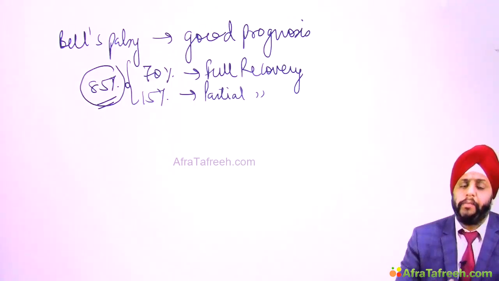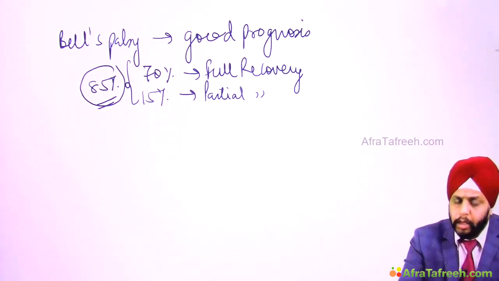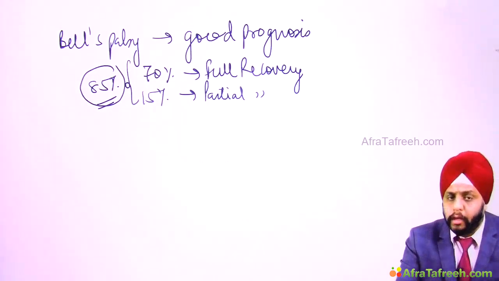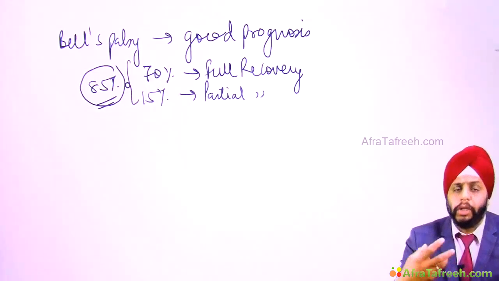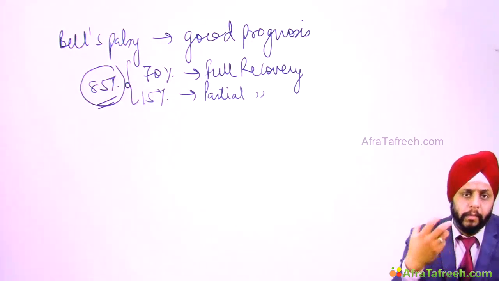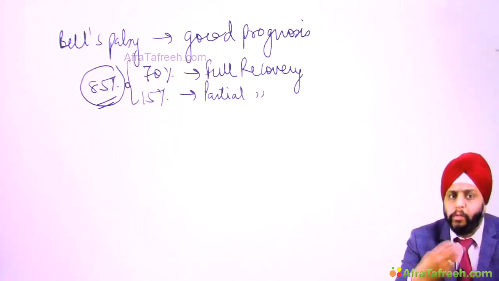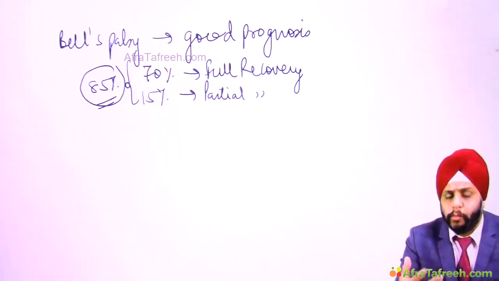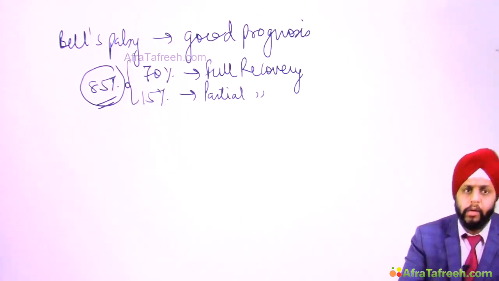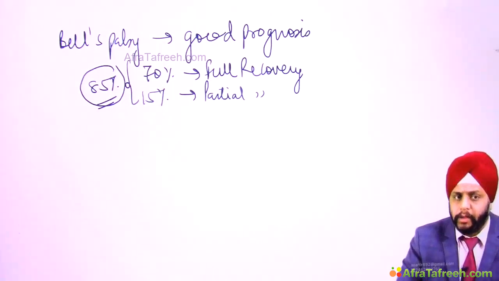In Ramsay-Hunt syndrome, the virus may involve other nerves. It may spread to the 8th nerve, so the patient will have vertigo, tinnitus, and sensorineural hearing loss. It may spread to the fifth nerve, and the patient may have trigeminal neuralgia. So the virus can spread to other cranial nerves and cause more problems. That was the difference between Bell's palsy and Ramsay-Hunt syndrome.